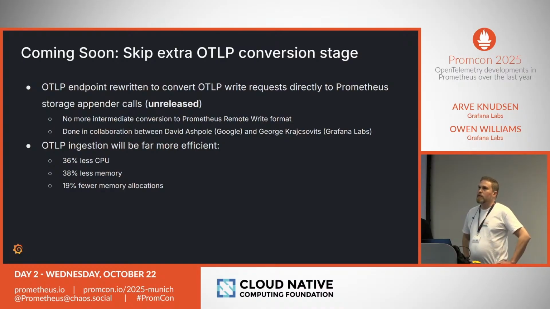And this was done in collaboration between David Ashpole from Google and George Krajcsovits from Grafana Labs. And that was a stellar effort, which led to amazing performance improvements. So according to benchmarking, on average, we see a 36% drop in CPU utilization, 38% drop in memory utilization, and a 19% drop in memory allocations. That's really fantastic.